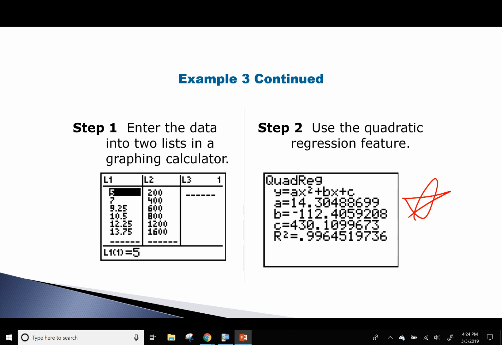So, what the equation would look like, you would have y equals a is 14.3. So we'll say 14.3 x squared. B is negative 112, so minus 112.41 x. And then C is 430.11. So plus 430.11. So there's your equation.